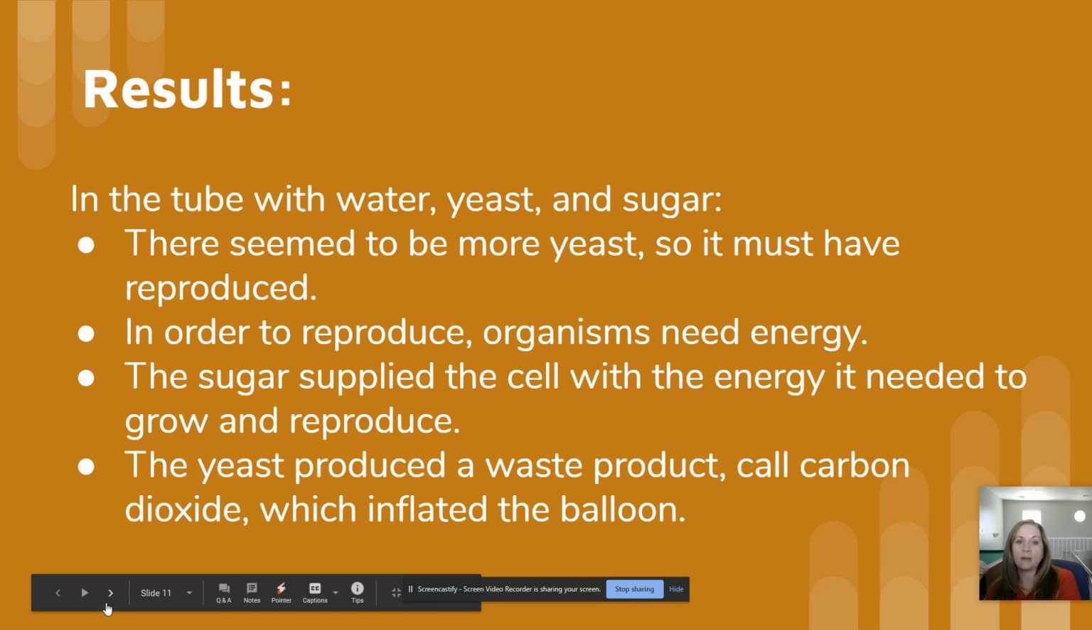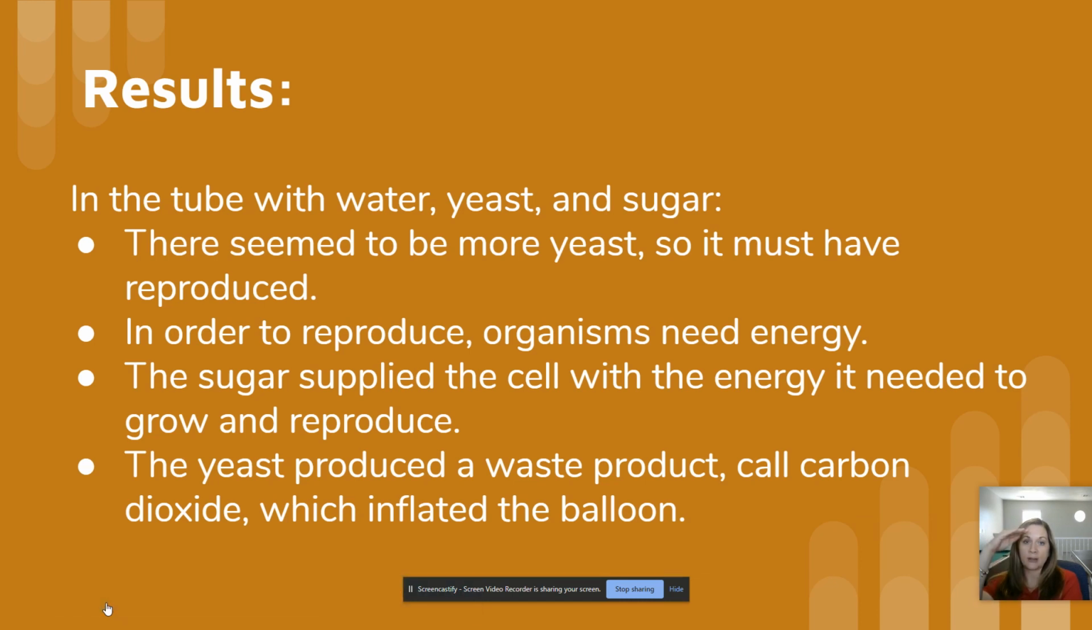There seemed to be more yeast, so it must have reproduced. Did you see how the level of the yeast kept rising on the test tube? So that yeast was reproducing. In order to reproduce, the organisms need energy. So the sugar supplied the cell with the energy it needed to grow and reproduce. The yeast produced a waste product, and their waste product is called carbon dioxide. That's what you saw inflating the balloon.